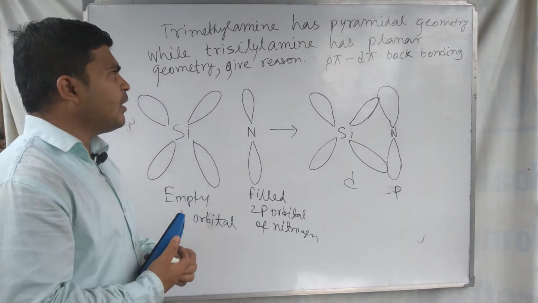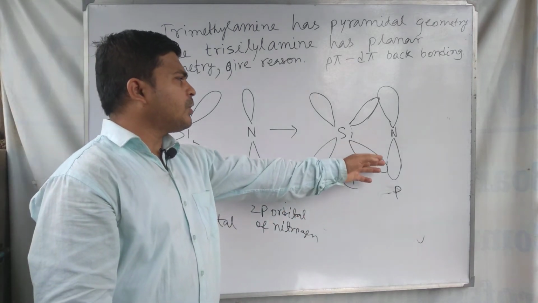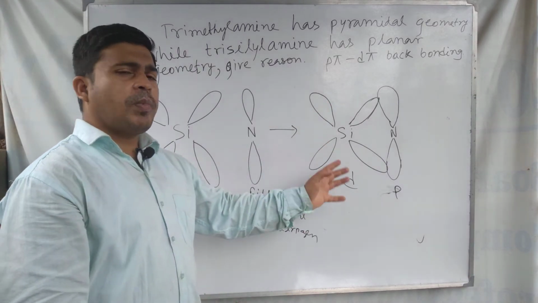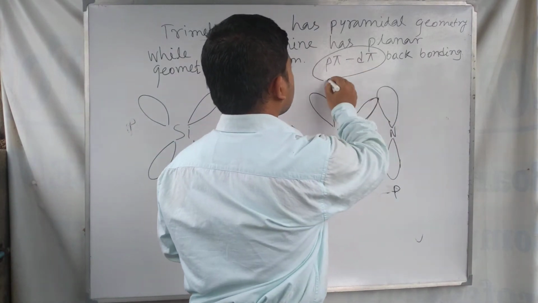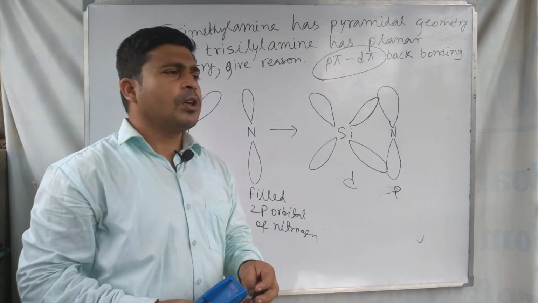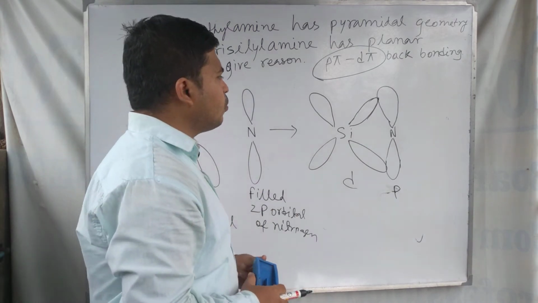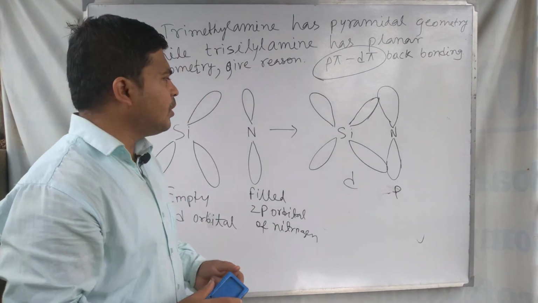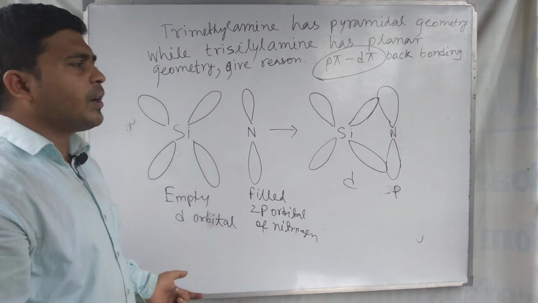So for this reason, in case of trisilylamine, due to this back donation, meaning the donation of electrons from nitrogen to the silicon vacant d orbital, a pi bond is formed which is called p pi d pi back bonding. For this reason, in case of trisilylamine, the nitrogen atom loses its lone pair to form the p pi d pi back bonding with these three silicon atoms, and as a result its shape becomes a triangular shape.